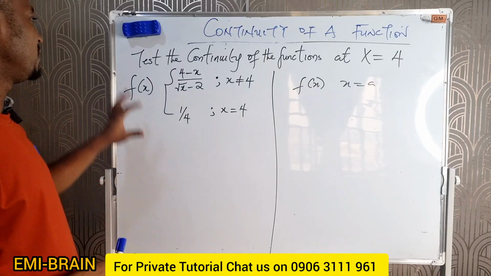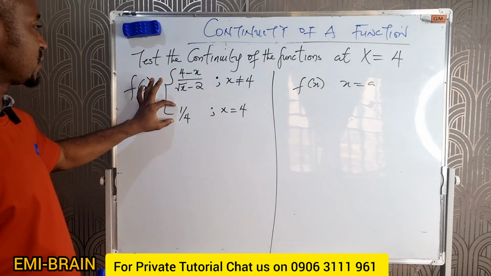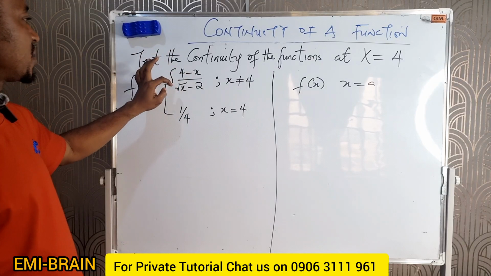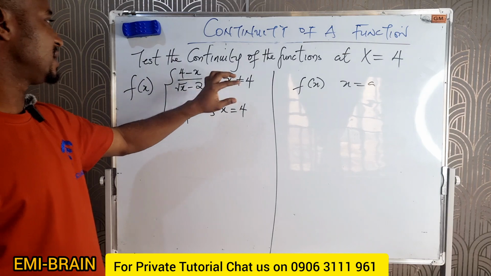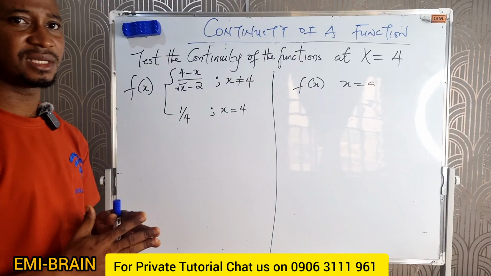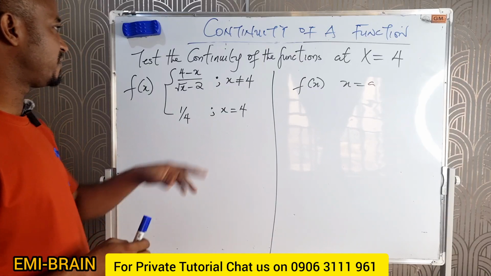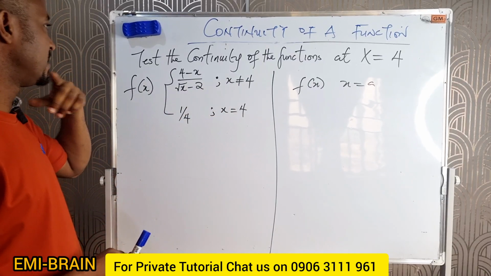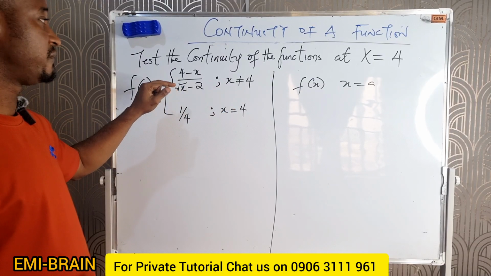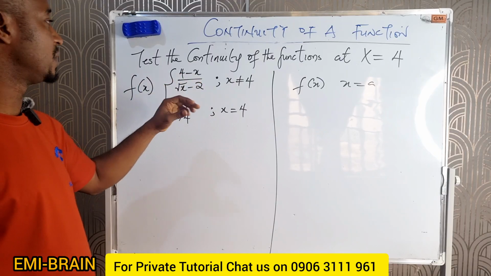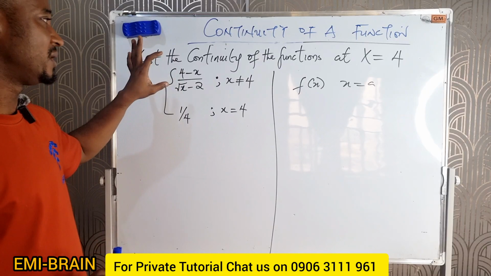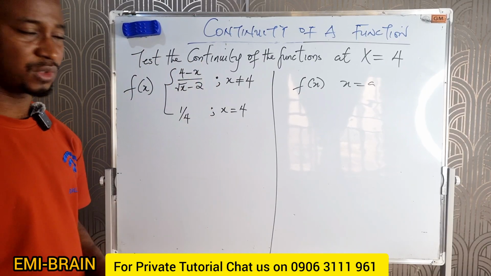Looking at this, we are given 2 functions, the first function and the second function. For the first function, f of x is equal to 4 minus x divided by root x minus 2 when x is not equal to 4. That means the domain of x is all values apart from 4, because if we put x as 4, that gives root 4 minus 2, which is 2 minus 2. We end up with 0 over 0, an indeterminate form, so definitely x must not be equal to 4.